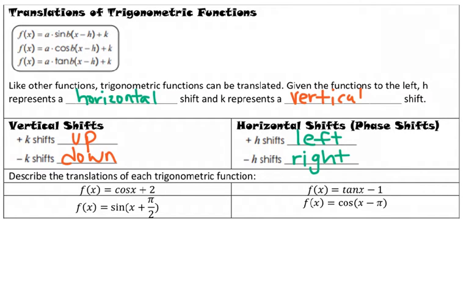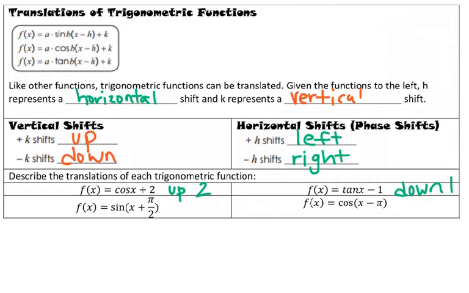Okay. So if you look at the first one, if you had the cosine of x plus 2, so you added a number to the very end, that's k. Because it's positive, it would move up 2. Alright, if you look at the next one, f of x equals tan x minus 1. Minus 1 is a number at the very end, so that's a vertical shift, and because it's minus 1, it would be down 1.